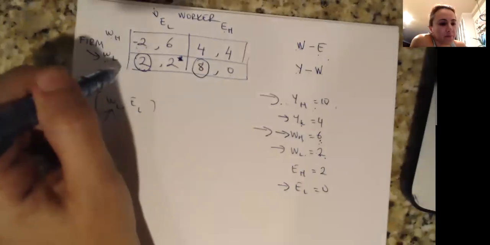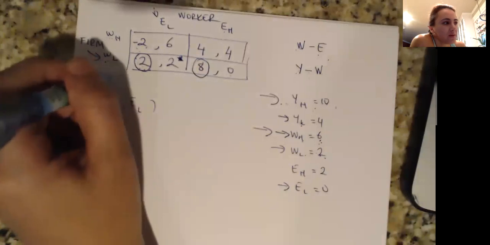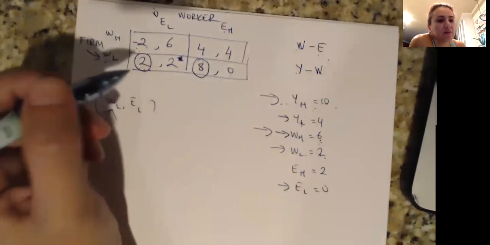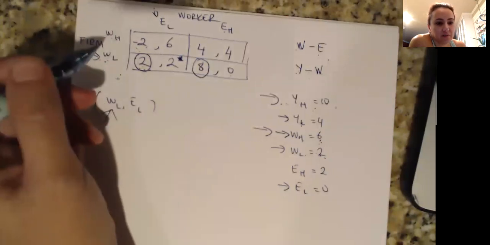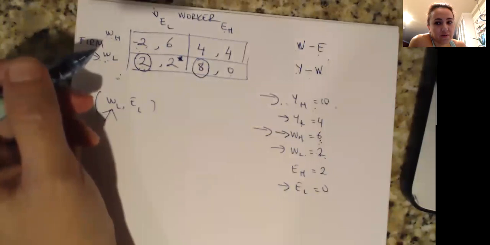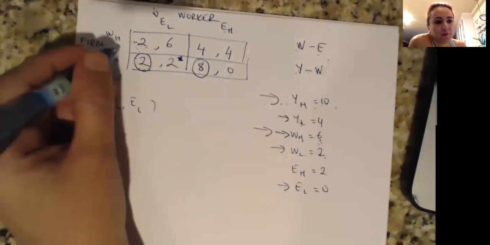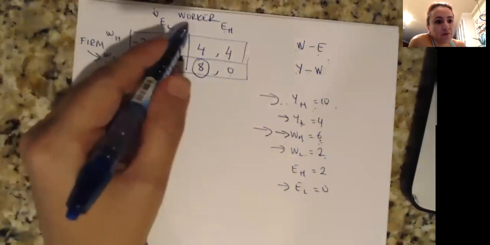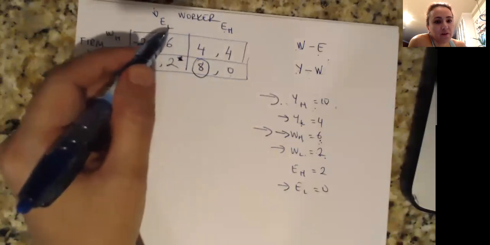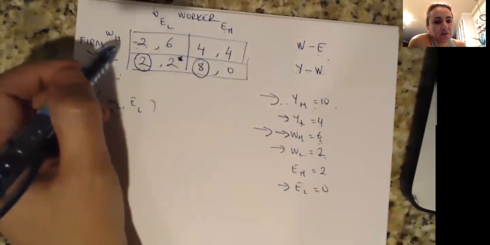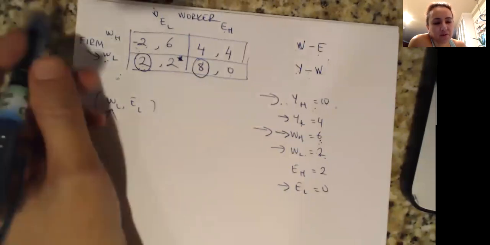Yeah. So this is an explanation using best responses. The explanation I gave you was using rationalizability. So what I said is the firm would never play WH because he knows that the worker is going to play EL, so he cannot rationalize WH. But what you said is correct too.